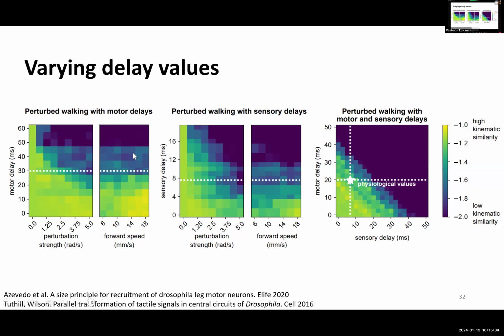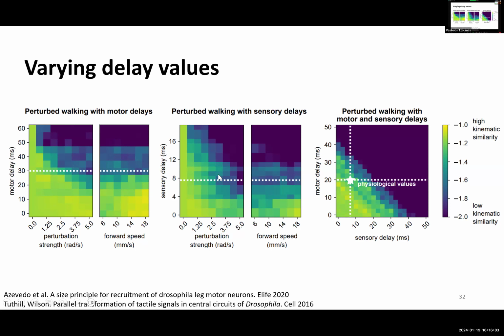And then the second plot here is forward speed. So we just decided to vary over forward speeds. In this model, it doesn't make a huge difference to how well it walks. So this is for motor delay, where we fixed the sensory delay. For the next plot, the middle plot, we did the opposite. We fixed the motor delay and we varied the sensory delay. And again, it's the same story. If you have more sensory delay for a fixed perturbation, you'll be worse. If you have more perturbation for a fixed delay, it'll be worse.